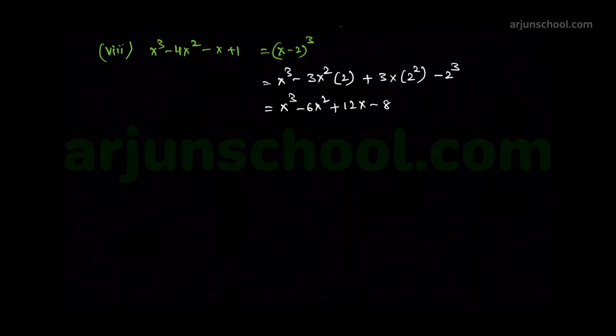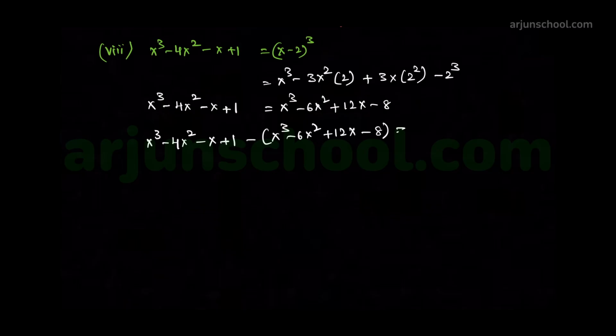We have computed the RHS term. Let us use it in the given equation. X cube minus 4x square minus x plus 1 is equal to x cube minus 6x square plus 12x minus 8. Now bring RHS to the LHS side. X cube minus 4x square minus x plus 1 minus (x cube minus 6x square plus 12x minus 8) is equal to 0. Now let us expand the terms in the parentheses.